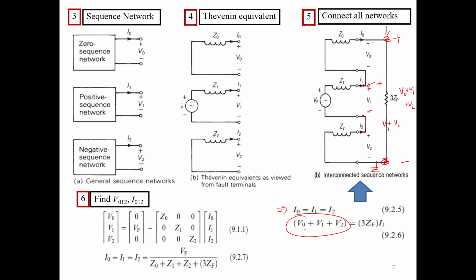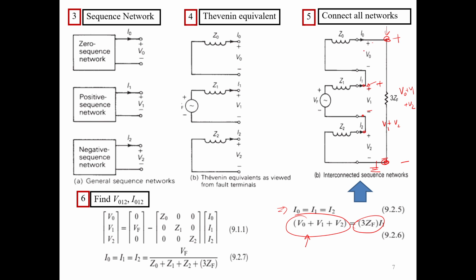Now this is the left side of this equation, right? Look at the right side of the equation. The right side of the equation is I1 times 3 times CF, which is the voltage, right? You can see this is Ohm's law, I times Z, which results in the voltage.